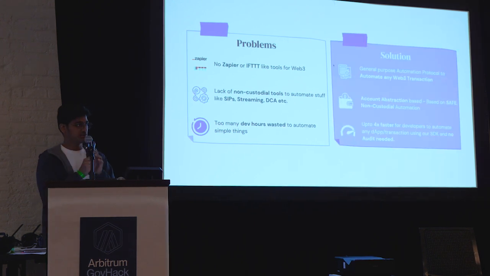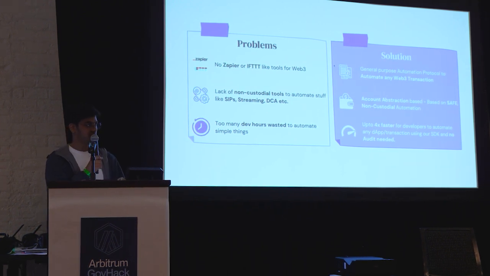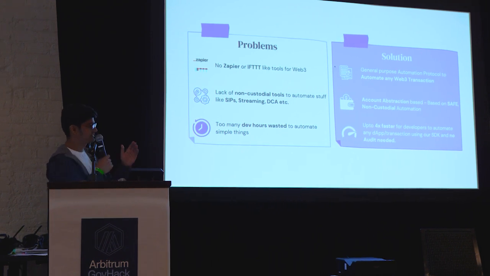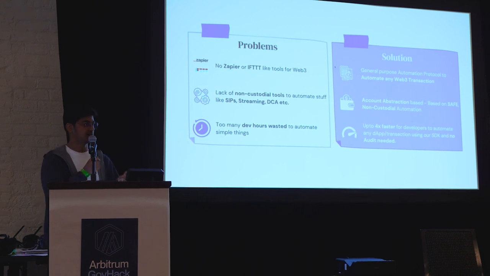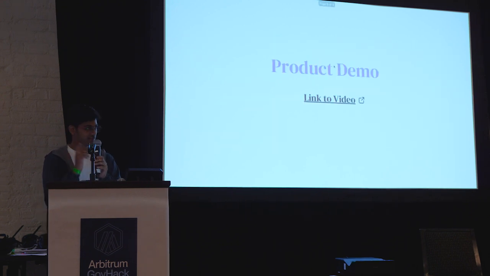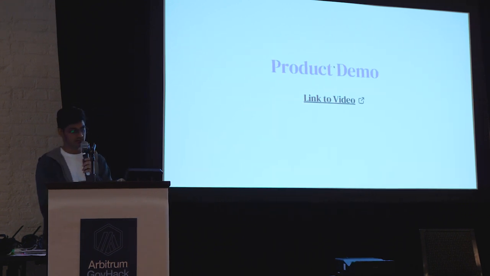But our solution is to create a very general purpose automation protocol that lets users automate anything in Web3. This is completely account abstraction based, and we are using Safe under the hood. We are making it 4 times faster for developers to automate logic for their dApps and let their users automate all the transactions so they get more time to touch grass. Now, let me show you a quick demo of what we have built till now.